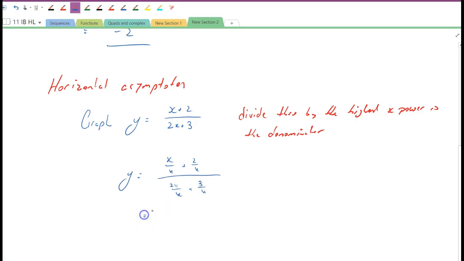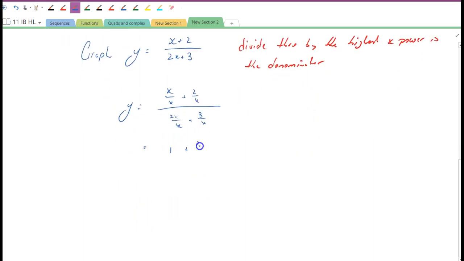2x over x plus 3 over x. Now when that simplifies, you end up with 1 plus 2 over x over 2 plus 3 over x. And you can see what's resulted here, that 1/2. In fact, what we're doing is dividing through by the highest power of x in the denominator, and then taking the limit as x approaches infinity of that expression. So the limit as x approaches infinity of this will equal, well, these go to 0, don't they? Any fraction with x in the denominator, as x gets larger and larger, goes to 0. So we're just left with this 1 over 2. And that's our horizontal asymptote.